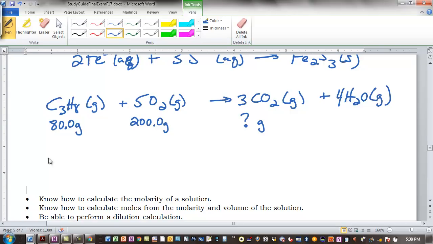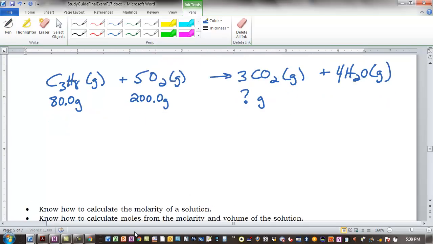So there's different ways to work limiting reagent problems. I like the method where you take each reactant separately and figure out how much product you could get. So if all of the 80 grams of propane reacts, how much CO2 could we get? Then let's do a separate calculation. If all the O2 reacted, how much CO2 would we get? So we're going to do 2 separate stoichiometry calculations. So let's do propane first.